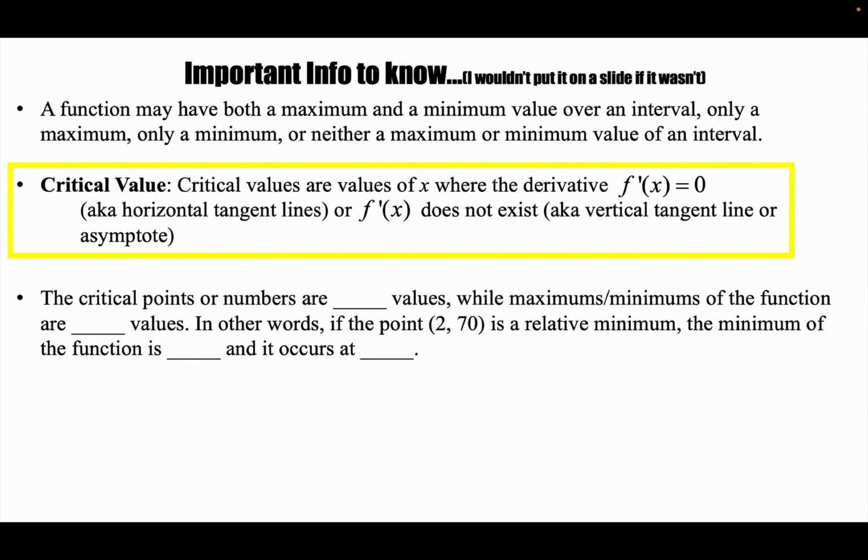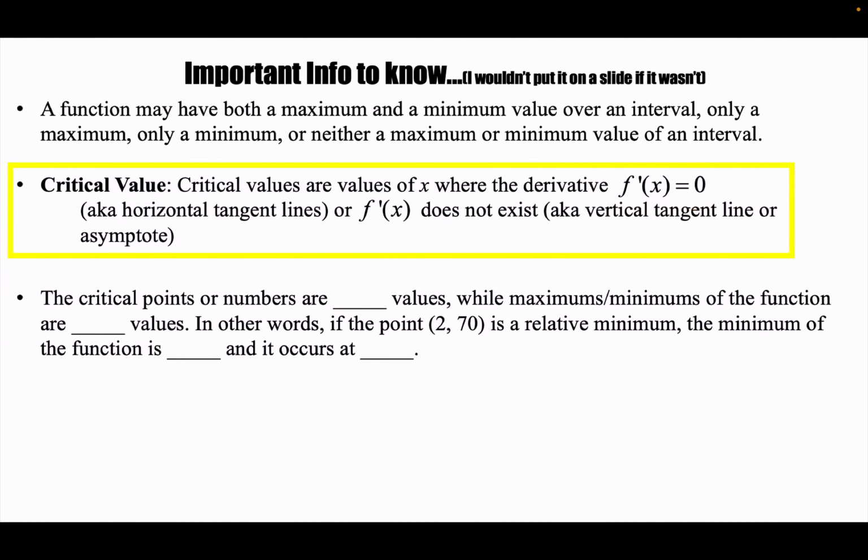So how are we going to find the maximums and minimums? First thing we're going to do is find what's called a critical value, or sometimes a critical number. Critical values are values of x. So when I say critical value, I'm talking about x, not y. It's where the derivative is 0, or the derivative doesn't exist.